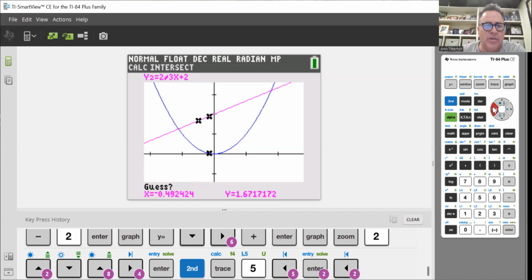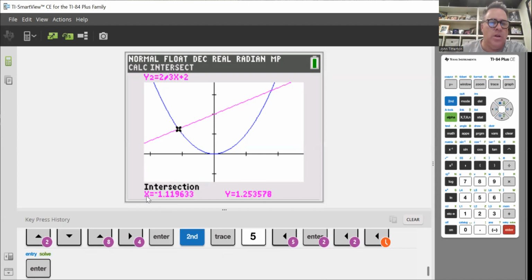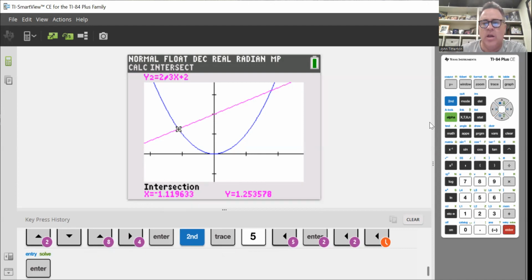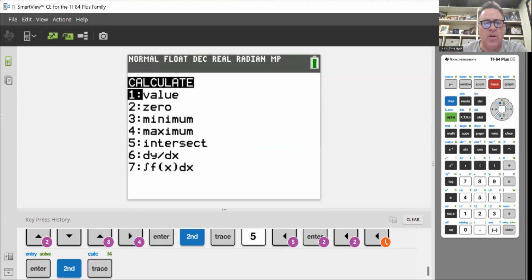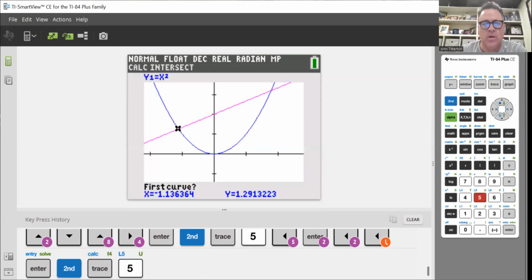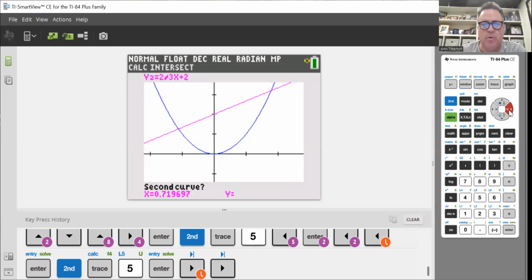Now it says, give me a guess that's kind of close to where they intersect, because it's going to do a numerical approximation, and it's got to have a starting point. Otherwise, it'll just kind of wiggle everywhere. So there's the intersection, -1.11 and y. I can also find the other side, second calc, intersect, yes, yes, and tell it to guess all the way over here. By the way, notice I'm using the arrows to move around. It's kind of an important feature.